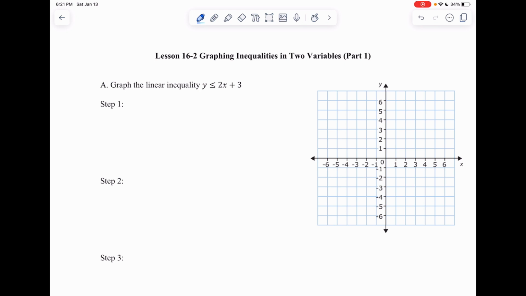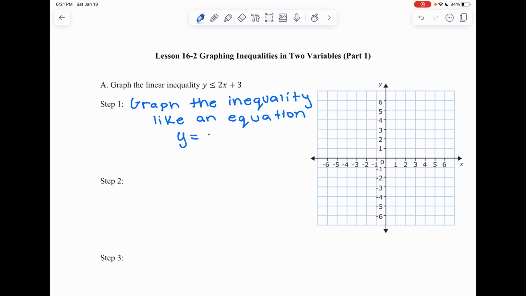So step 1. We are going to graph the given inequality like we were graphing an equation. So we are going to pretend that this is y equals 2x plus 3 and plot the correct points. So 3 is my y-intercept, so that will be my first point. And remember, when we are given a whole number slope, we can put a 1 in the denominator. So this will tell us we go up 2 and to the right 1.